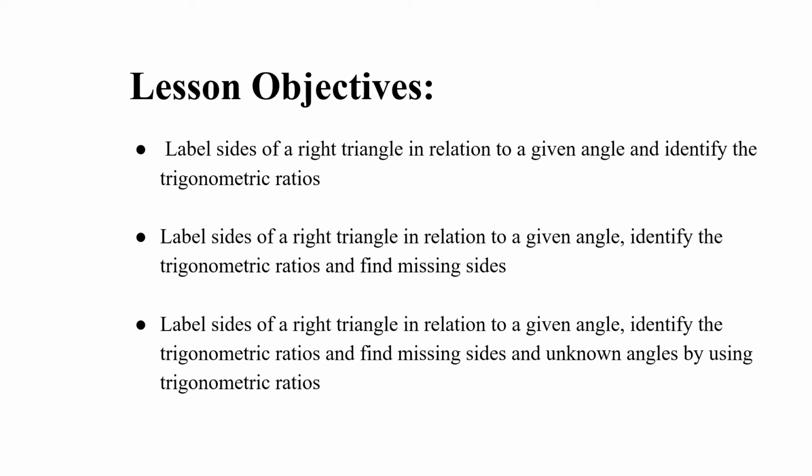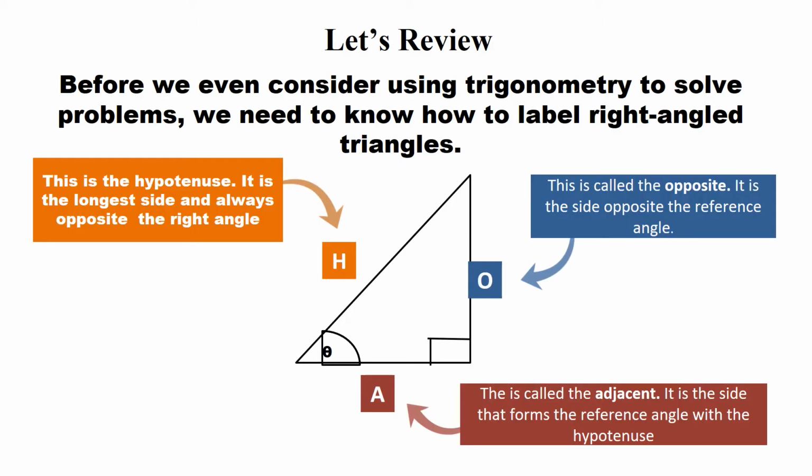And also we're going to label a right triangle in relation to a given angle, identify the trigonometric ratio, and find missing sides and unknown angles by using the trigonometric ratios. So let's go ahead and summarize.